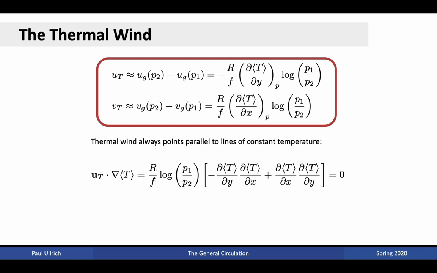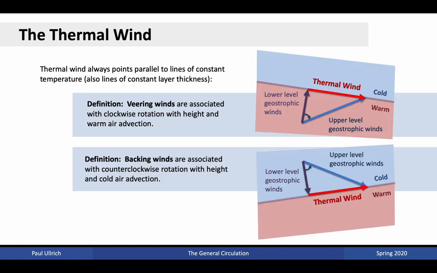What's key is that the thermal wind always points parallel to the lines of constant temperature, and this can be demonstrated by taking the dot product of the thermal wind vector with the gradient of the mean temperature. After some slight manipulations, one observes that this is equal to zero. That is, the gradient of temperature is perpendicular to the thermal wind, or the thermal wind points along lines of constant mean layer temperature.